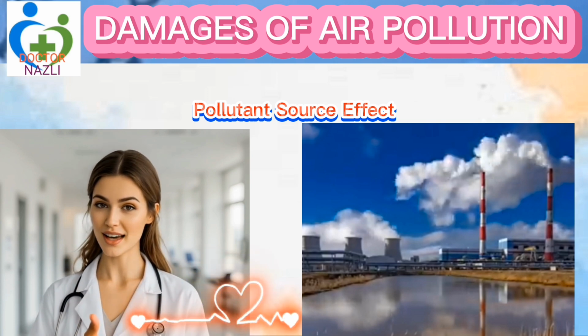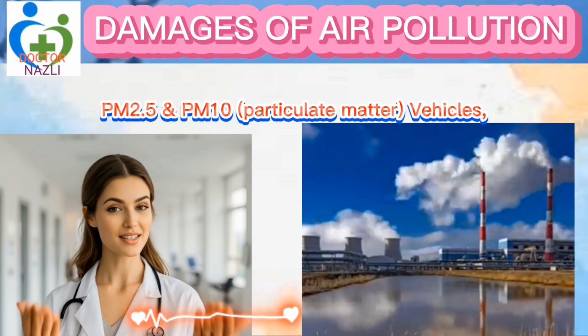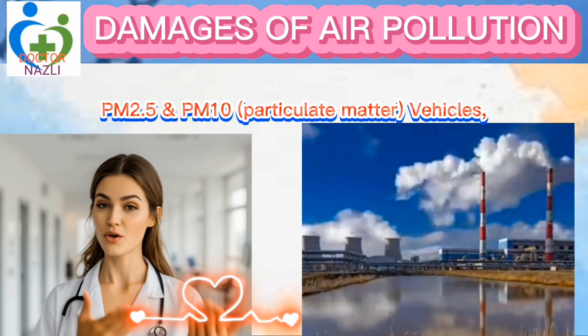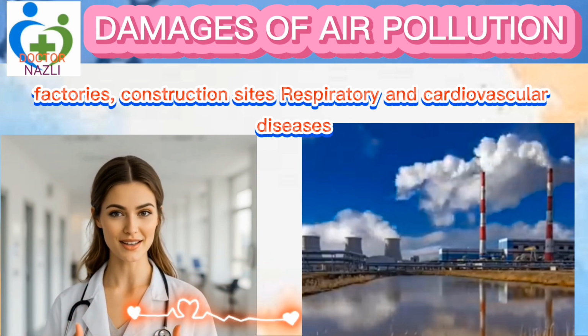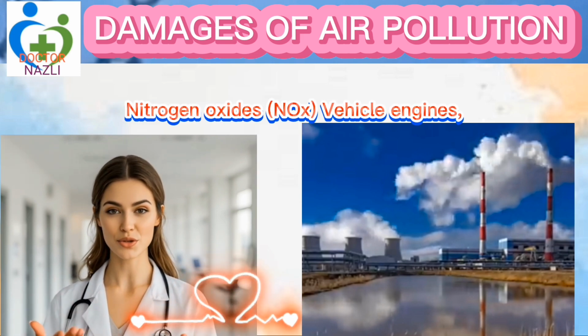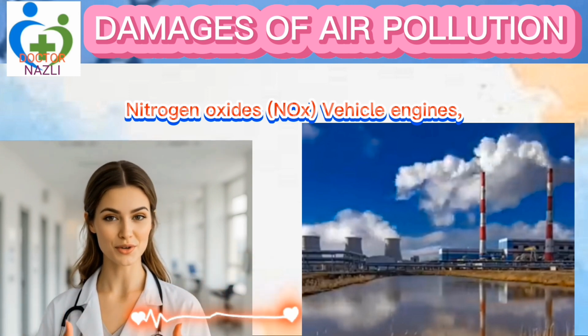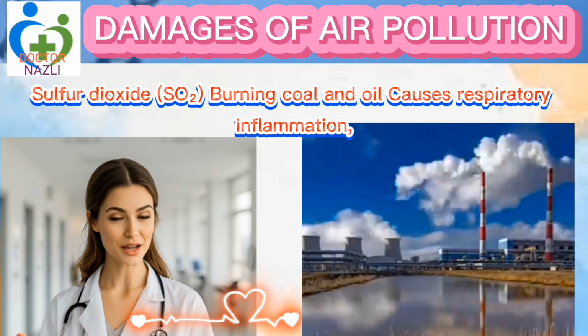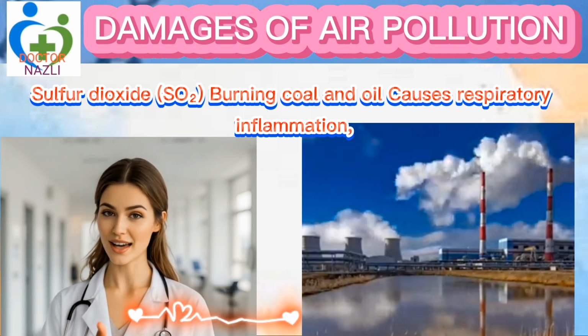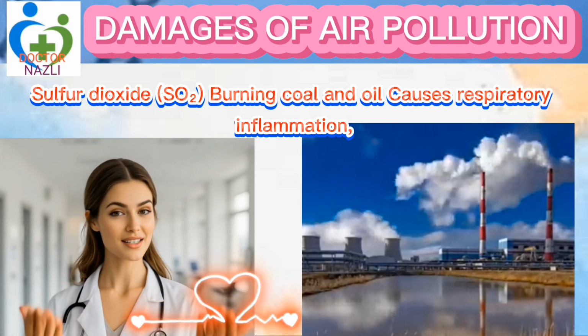Pollutant, source, effect. PM2.5 and PM10 particulate matter: vehicles, factories, construction sites; respiratory and cardiovascular diseases. Nitrogen oxides, NOx: vehicle engines, power plants; irritates lungs and decreases immunity. Sulfur dioxide, SO2: burning coal and oil; causes respiratory inflammation.